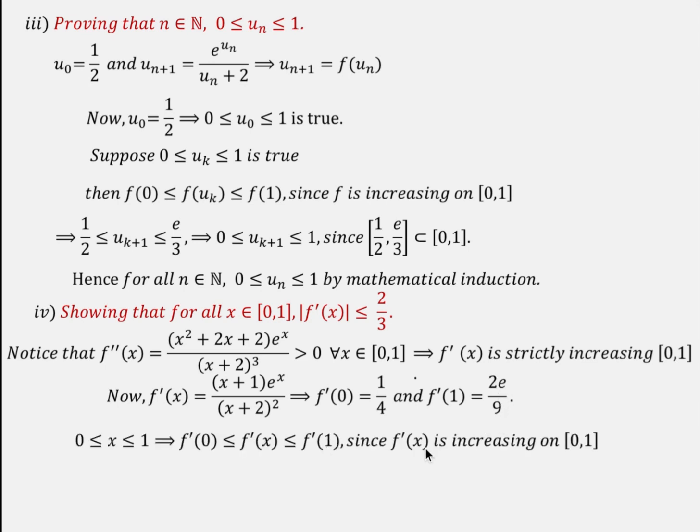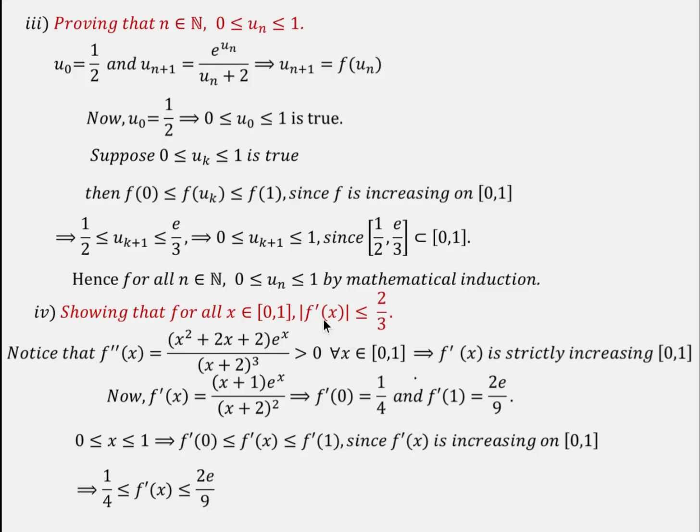So f prime of x is increasing on the interval 0 to 1, that is 0 is less than or equal to x less than or equal to 1. Following that, f prime of 0 is less than or equal to f prime of x less than or equal to f prime of 1. So proceeding, we would have that 1/4 is less than or equal to f prime of x less than or equal to 2e over 9.